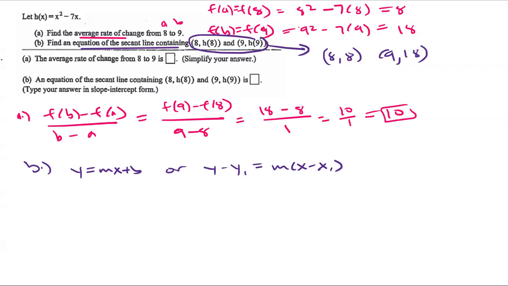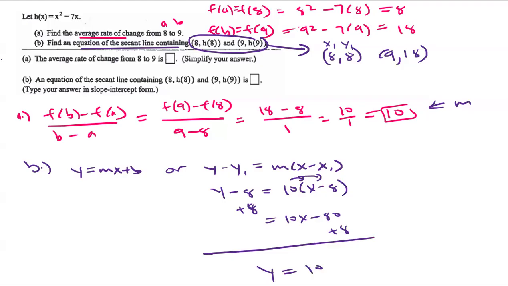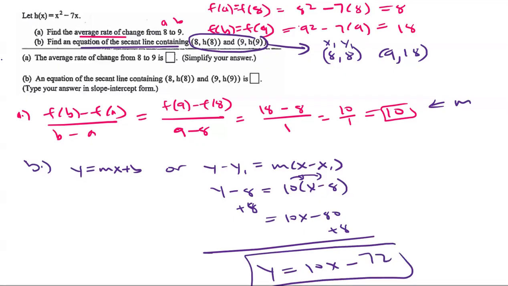Okay, I like to choose the ones that are the lowest numbers because they're easier to calculate. So I'm going to pick this as my x1, y1. Okay, so then I just plug it in. So y minus 8, m is this, right? That's my slope, 10. And then x1 is 8. All right, then I just distribute. So that gives me 10x minus 80. Then I'm going to add the 8 on both sides. So y is equal to 10x minus 72. Okay, so this is the equation of the secant line.